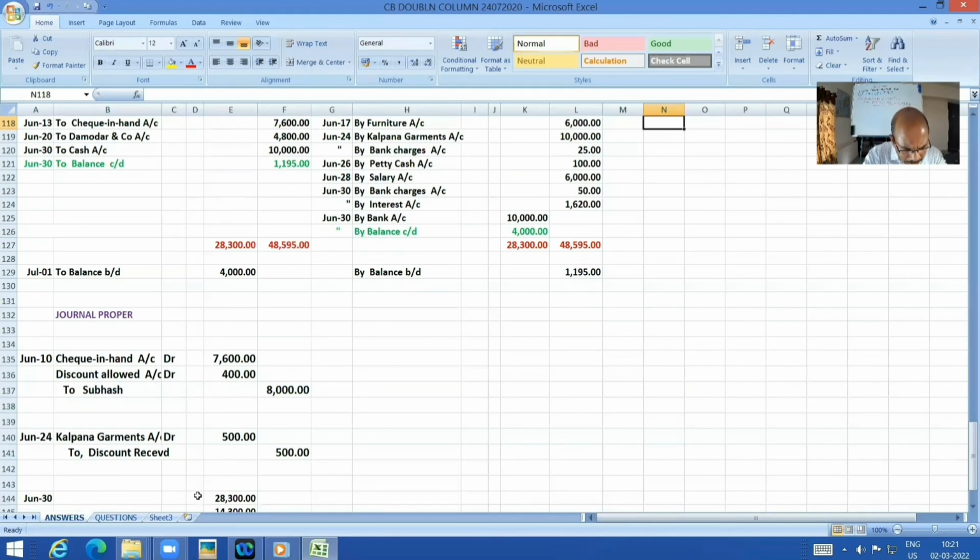I'm extremely sorry. Kalpana Garments account debtor 500 to discount received, because I owe him 10,500. He told me he would pay me 10,000 in full settlement of the matter. Naturally, I received a discount. Okay. So Kalpana Garments account debtor 500 to discount received 500. That's why they told you the account was fully settled.